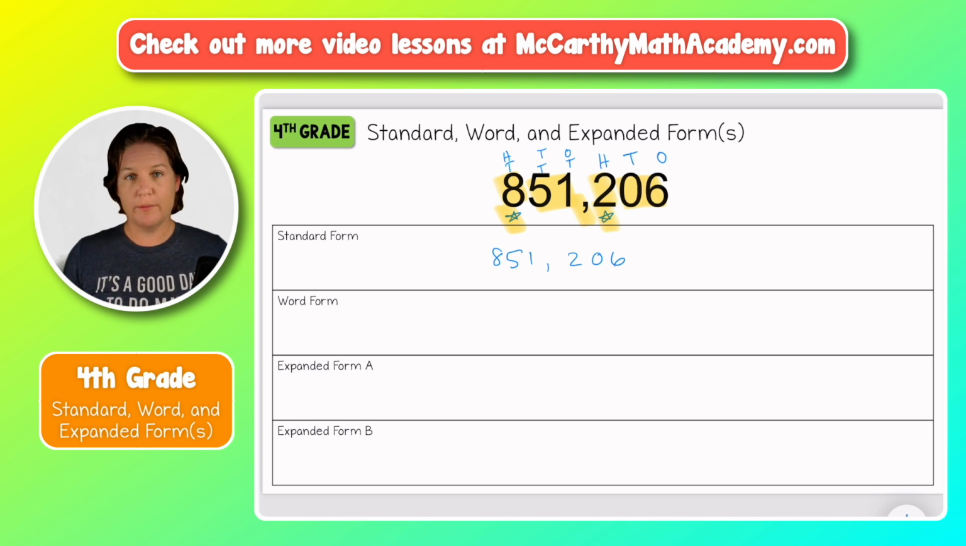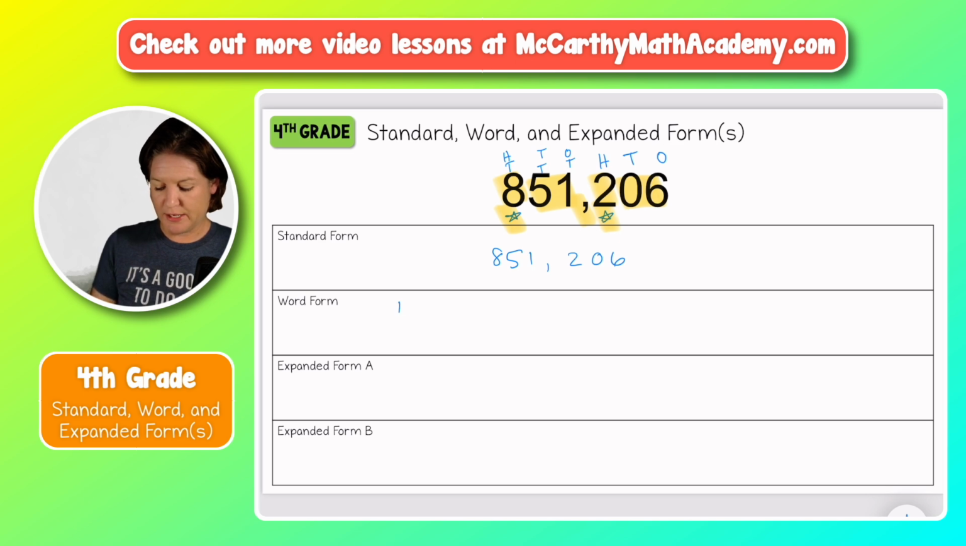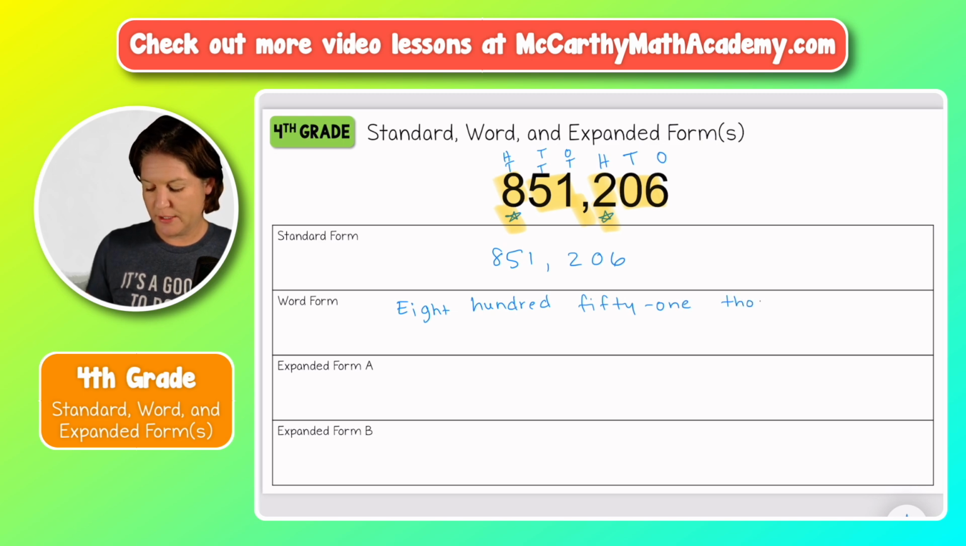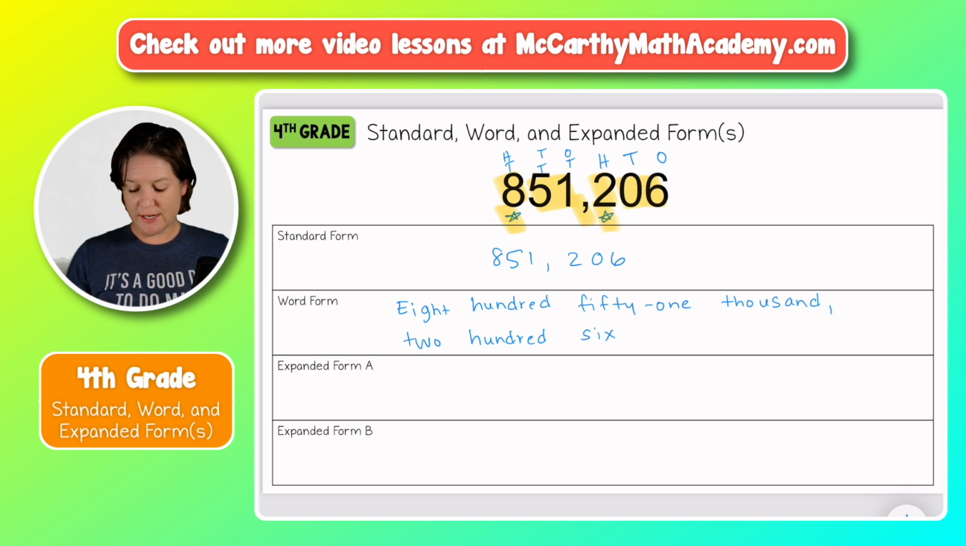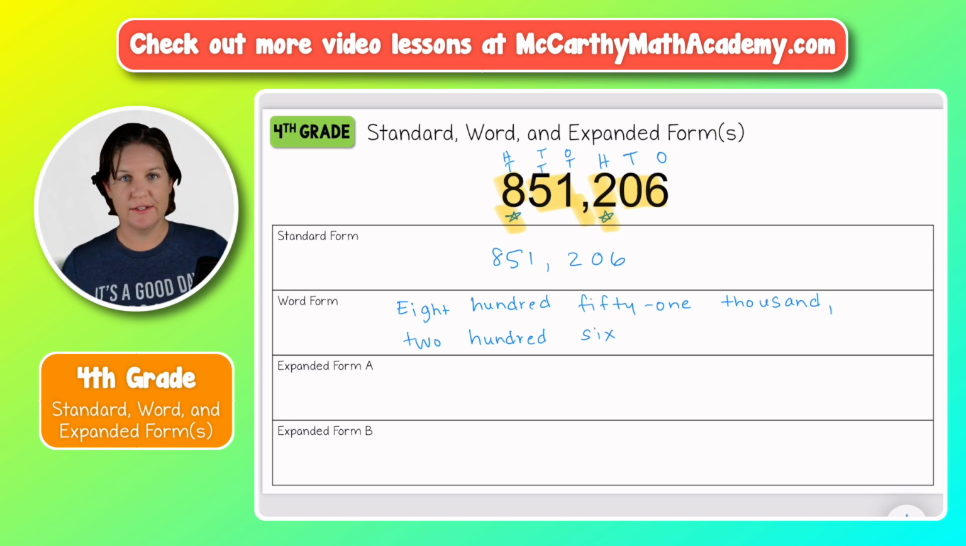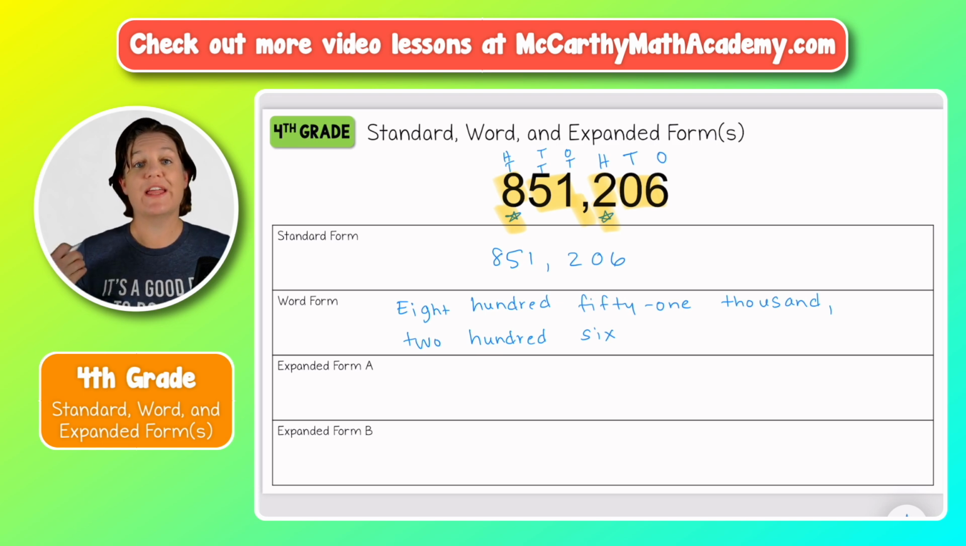All right, now moving on to word form. I always tell students that if we can read the number, we can write the number in word form. So we already read the number. It was 851,206. If we can read it, we can write it. So let's write it. We have 851, don't forget to write thousand, 206. Notice that I didn't write "and" 206. Save that for when we write a decimal. That's where we say "and," okay? So just 206. If we can read it, we can write it. There we go for word form.